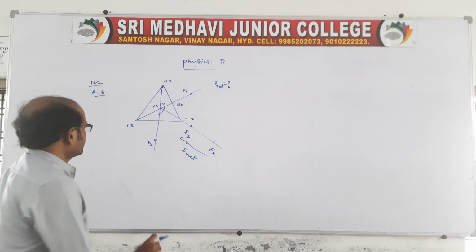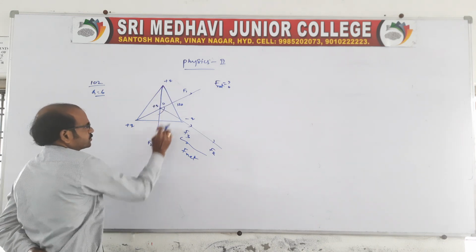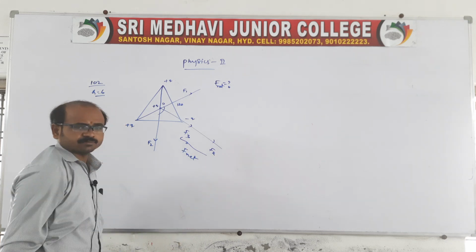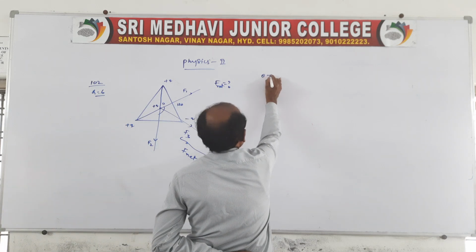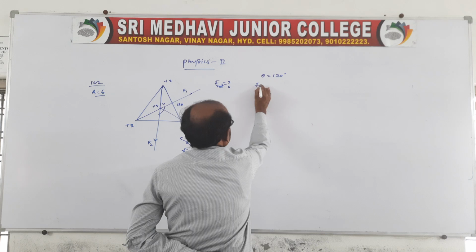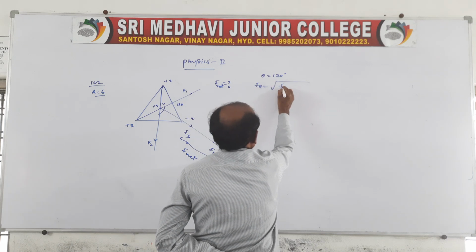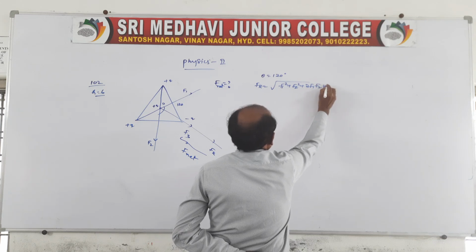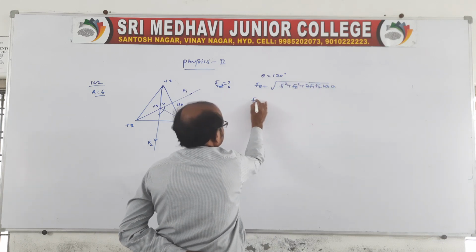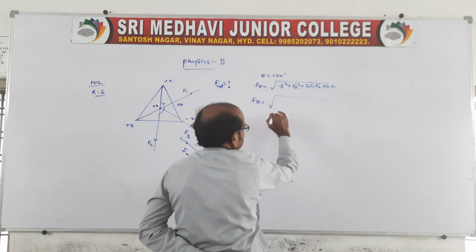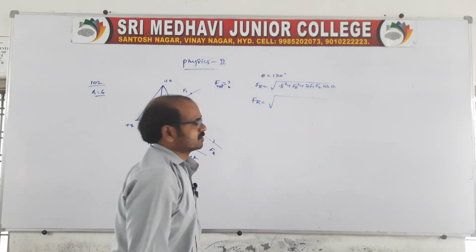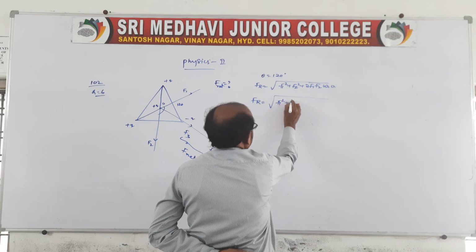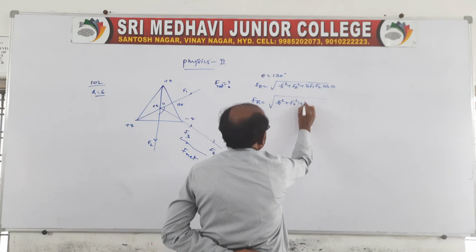Let us take first the plus q and plus q, where the forces F1 and F2 act. Due to F1 and F2 there is a resultant Fr, so you have to find that resultant. For that there is an angle of 120. Resultant Fr is equal to root over F1 square plus F2 square plus 2 F1 F2 cos theta. Theta will be 120, and cos 120 is minus 1 by 2.